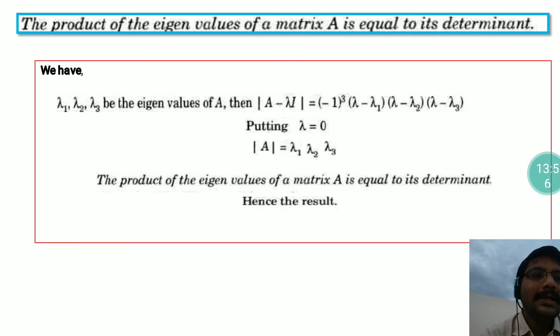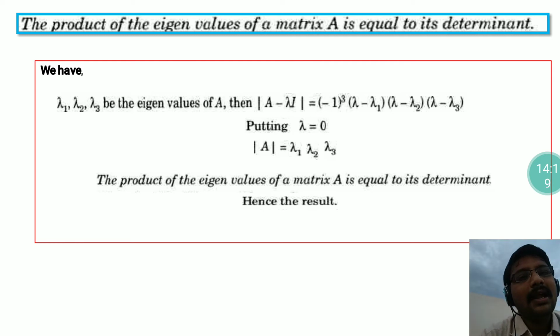Now to get the determinant of A, we just have to put lambda equal to 0. So substituting lambda equal to 0, we will have determinant of A is lambda 1 into lambda 2 into lambda 3. Thus the product of the eigenvalues of the matrix A is equal to its determinant. Hence proved. So simple result.